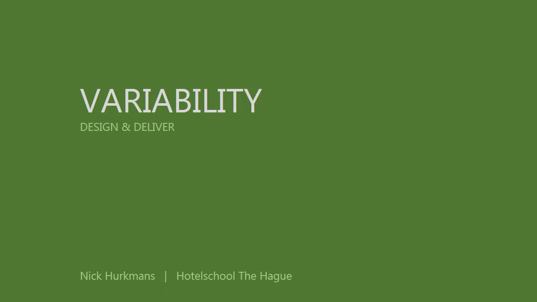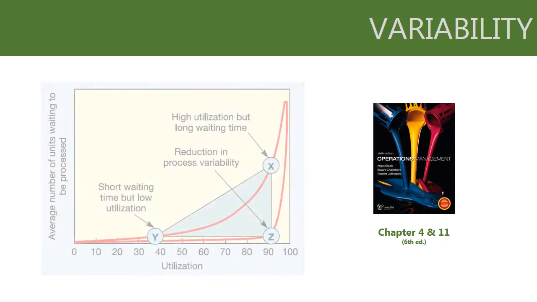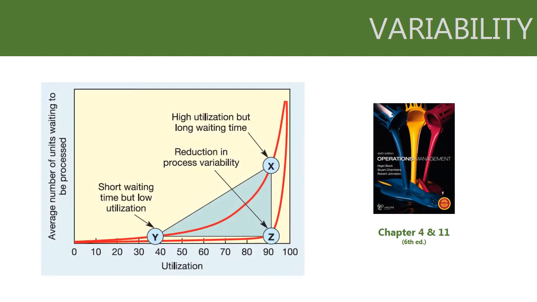We often come across variability in the design and deliver management activities of operations management, and it is often said that operations managers hate variability. Well, why that is and how you can manage it will hopefully be clear after this video. If not, you can always read chapter 4 and 11 of the 6th edition of Slack Operations Management, and in this presentation we will mainly talk about the model you see on your screen right now.